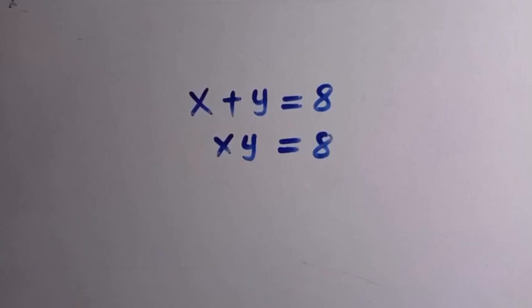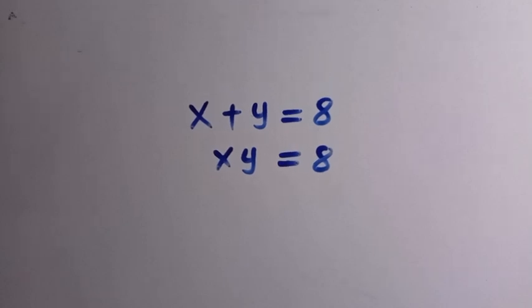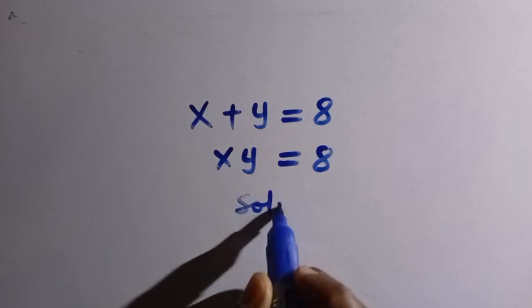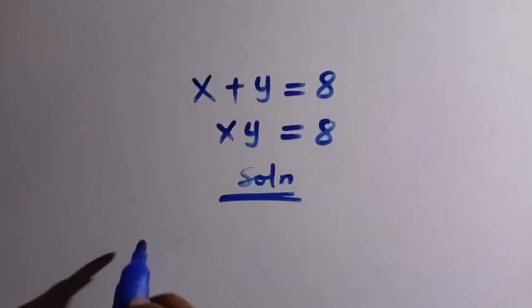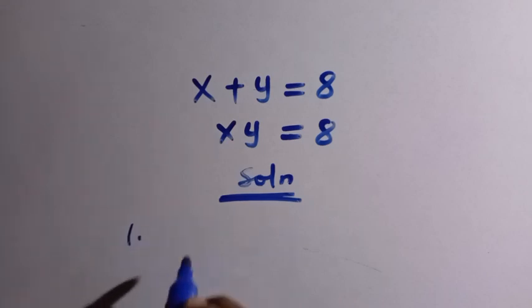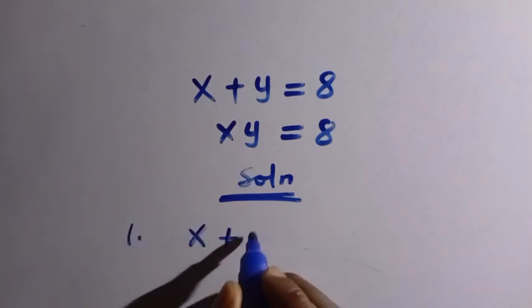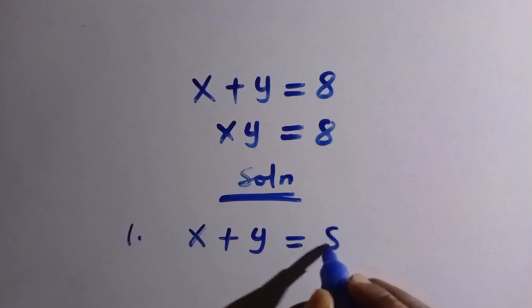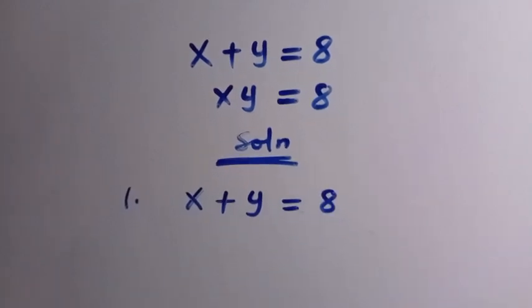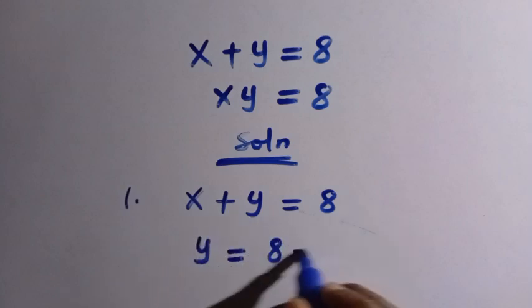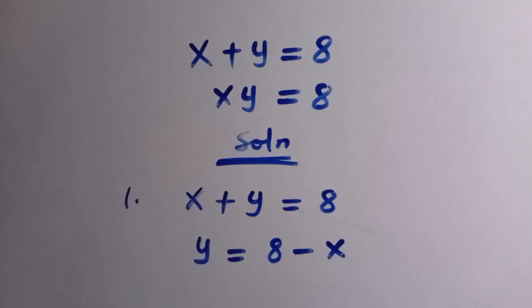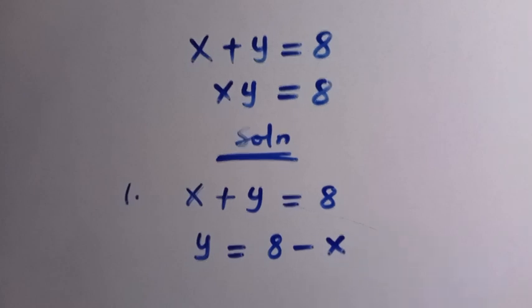How to solve these nice algebraic equations: x plus y equals 8 and xy equals 8. So let's see the solution from here. There are two equations here. Suppose we consider equation 1, which says x plus y equals 8. Then I want to form a new equation. Suppose I make y the subject. We have y equals 8 minus x. So this is another new equation.